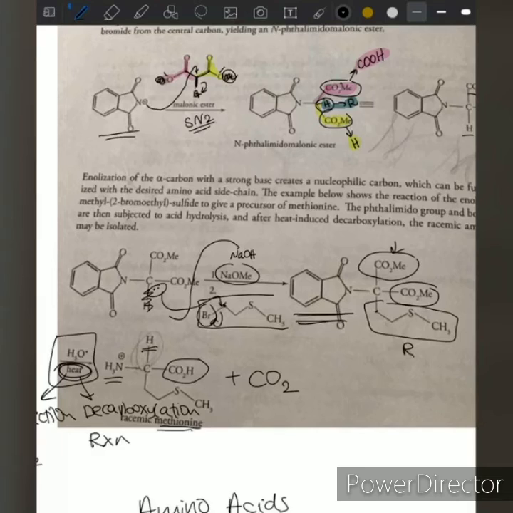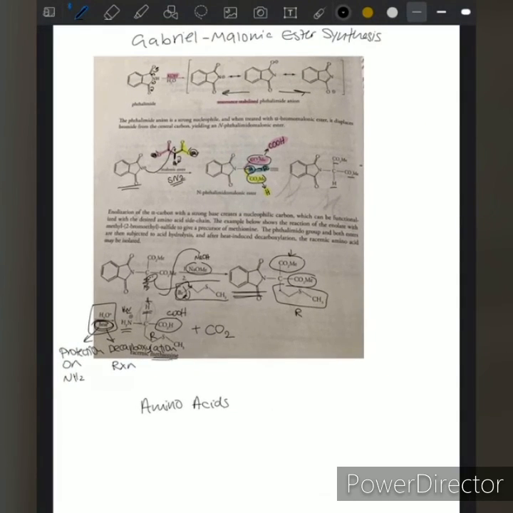So I have the final product, which is an amino acid. This is my R group, this is my carboxylic acid group, this is my hydrogen group, and this is my amino group. I don't know why I did that on top of them, but I did. So this is just a summary of the Gabriel malonic ester synthesis.